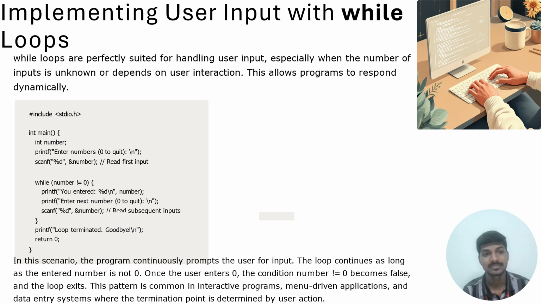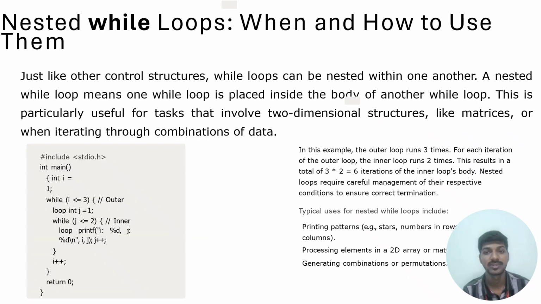user action. Nested while loops, when and how to use them. Just like other control structures, while loops can be nested within one another. A nested while loop means one while loop is placed inside the body of another while loop. This is particularly useful for tasks that involve two-dimensional structures like matrices, or when iterating through combinations of data.